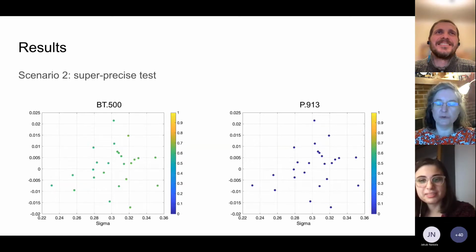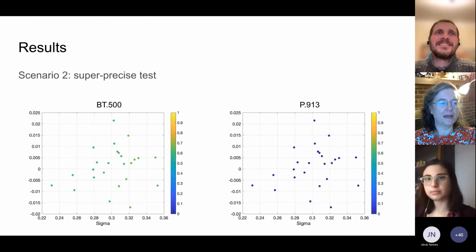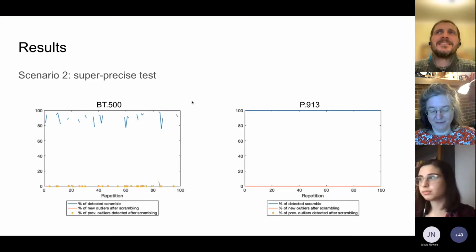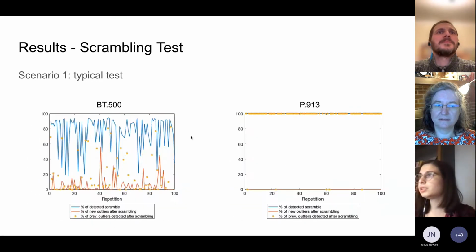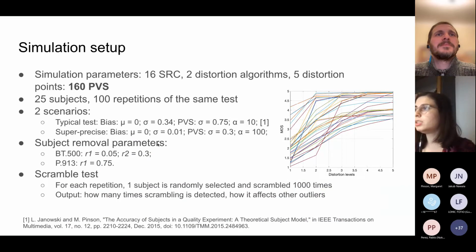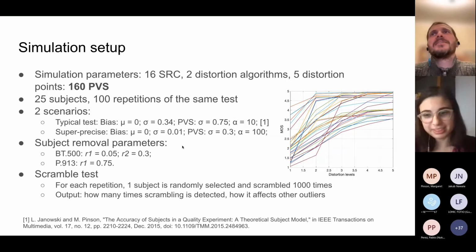My two questions: could you remind me what sigma is? And secondly, what ideas do you have for investigating the arbitrary threshold in P913? I agree, it's completely arbitrary. Thank you. So for the sigma, I will just go back to the definition. The bias is the sigma that we defined here. But I think Lucian is better placed to answer, because he implemented this part.